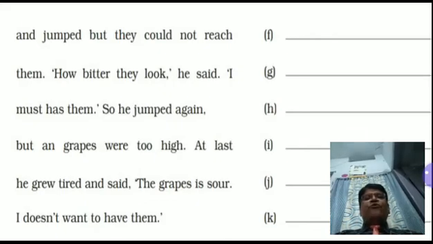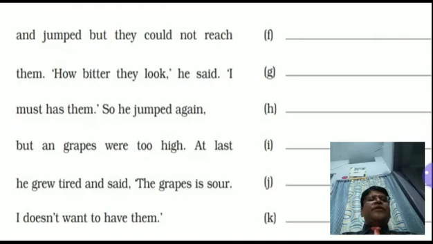At last he grew tired and said, the grapes. You know, grapes word is plural, so according to subject verb agreement, is is not possible. That's why instead of is, you have to write are. The grapes are sour.